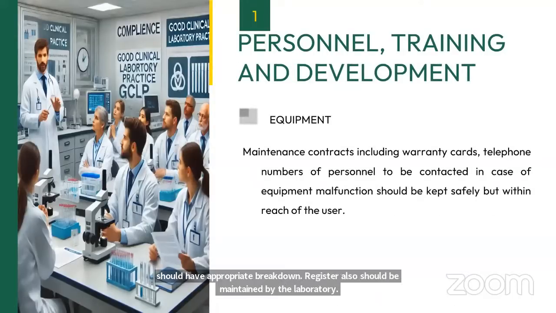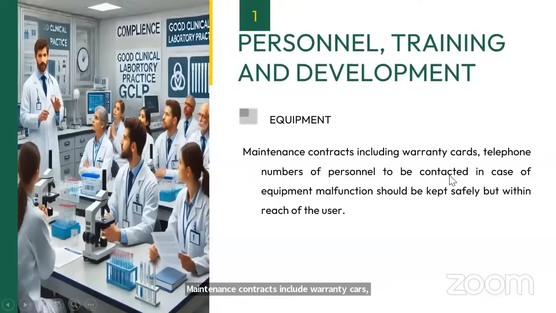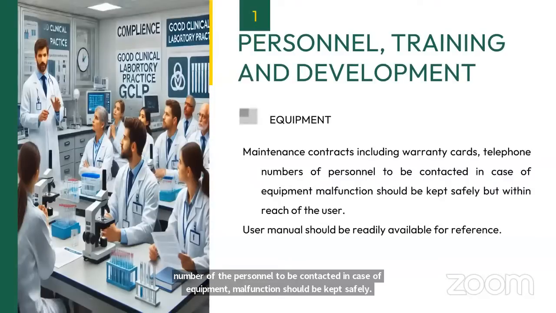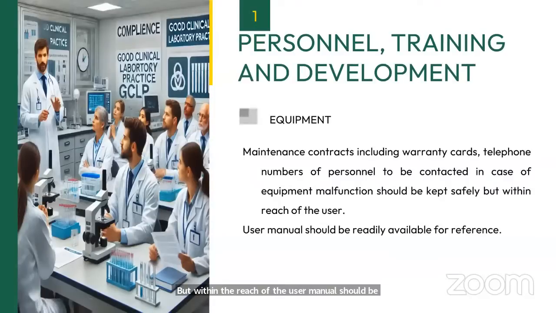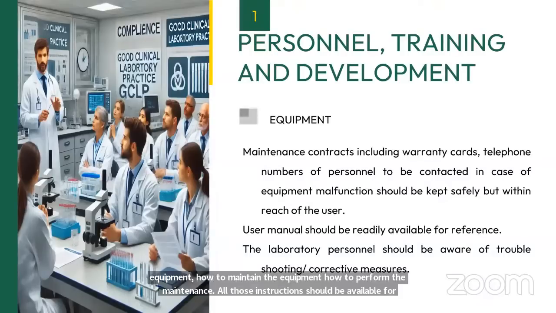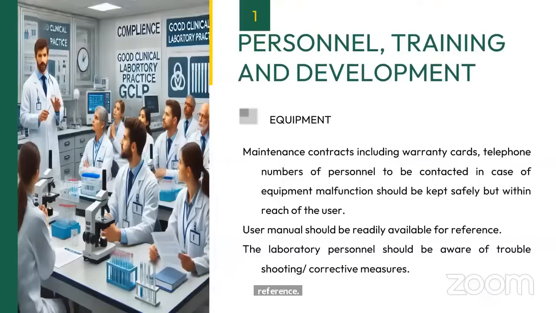Maintenance contracts, including warranty cards and telephone numbers of the personnel to be contacted in case of equipment malfunction, should be kept safely but within the reach of the user. User manuals should be readily available. So operator manuals, how to use the equipment, how to maintain the equipment, how to perform the maintenance, all those instructions should be available for reference. The laboratory personnel should be aware of troubleshooting and corrective measures. If there are basic minor problems in the equipment, the laboratory user should be aware of how to troubleshoot and how to correct those.